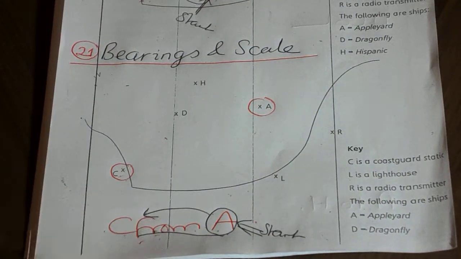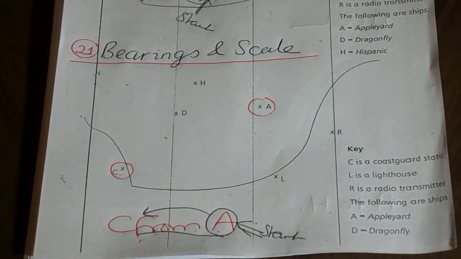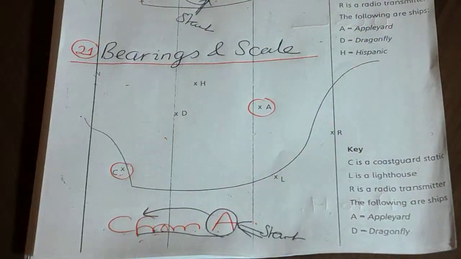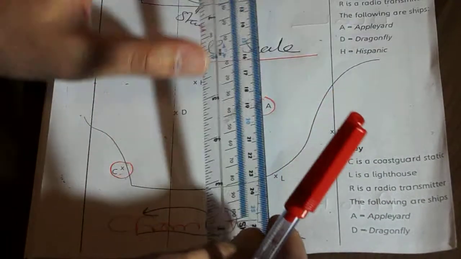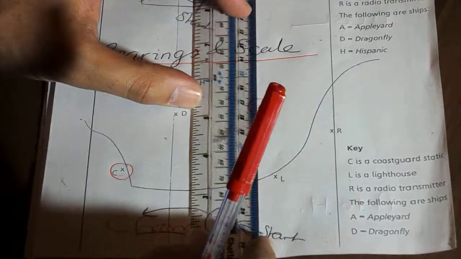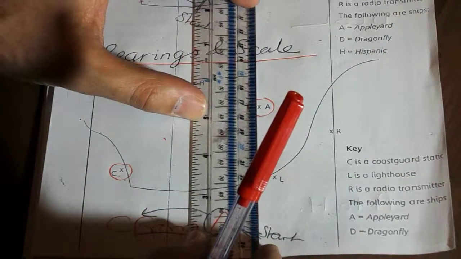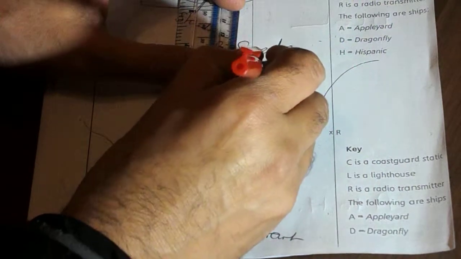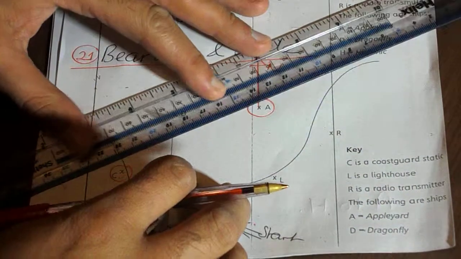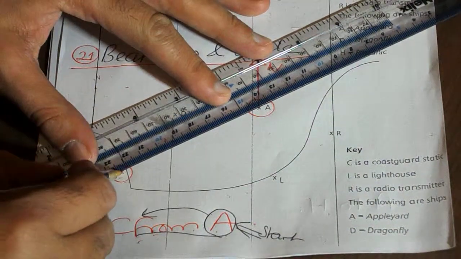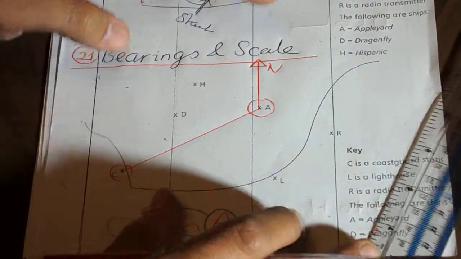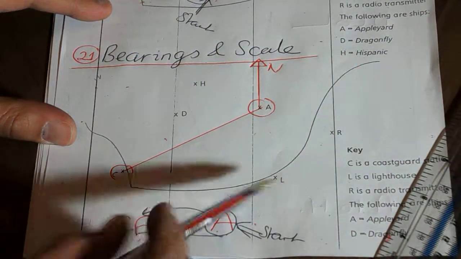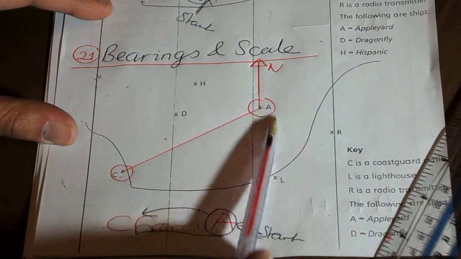So what we need to do now, we need to get our ruler and draw our north line at A, because that's our starting point. We've got some north lines drawn behind on the side. And we need to join the two letters up. So we have to measure the angle that we need to turn from A to be facing C.